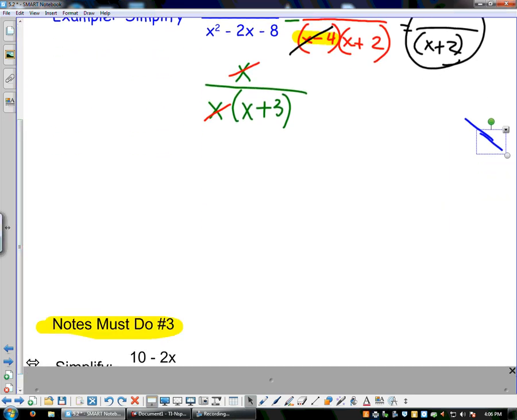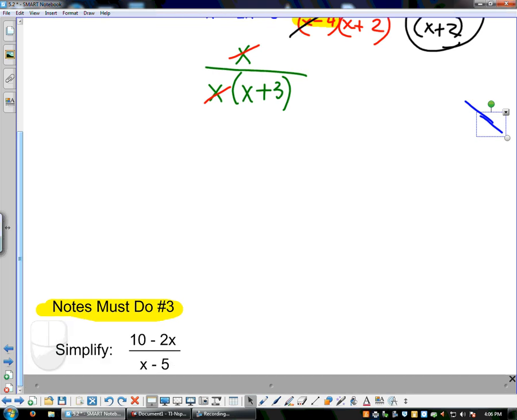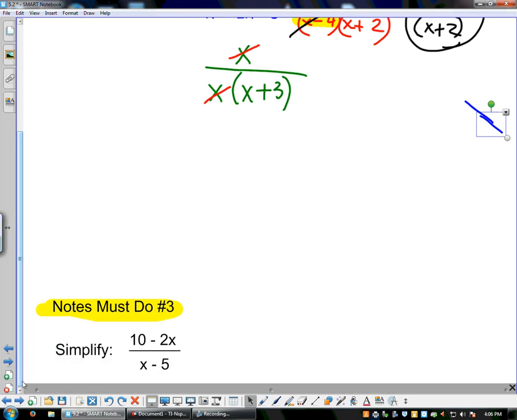All right, so your turn. You get to try one last notes must do, and then we do have a few more examples for you. So for this one, you are going to simplify 10 minus 2x over x minus 5. So factor what you can, and you might need to, somewhere along the line, factor out a -1. Okay, so pause this until you're done, and then you can resume after you finish that must do.